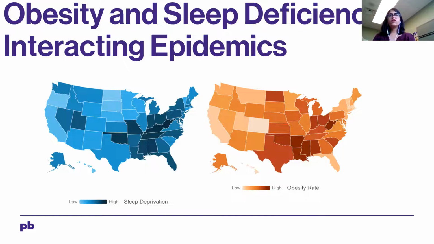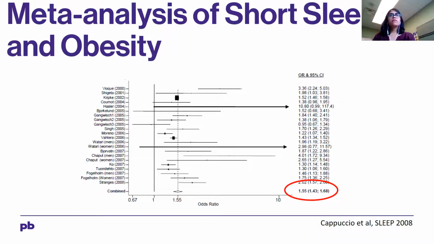So to further confirm, these are the findings from a meta-analysis of short sleep and obesity. What they showed was that if you had poor sleep or less sleep, the chances of you being obese were pretty high. There was actually a 55% chance that you were going to be obese if you did not sleep more than 7 hours.